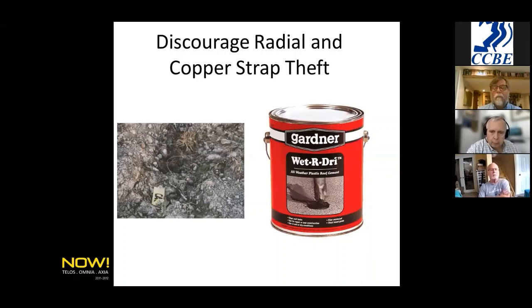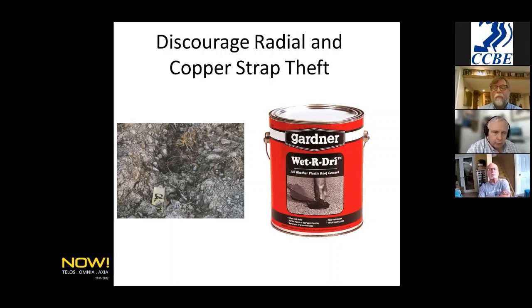Unfortunately, copper theft can be a real problem. Some people don't want to work. They'd rather just cut the copper and sell it, and it really screws up the array. One way of preventing that is using this compound. It's called wet or dry. It's a tar-type compound that can be painted on copper strap. It does a couple of things. When it dries, it's almost impossible to remove.